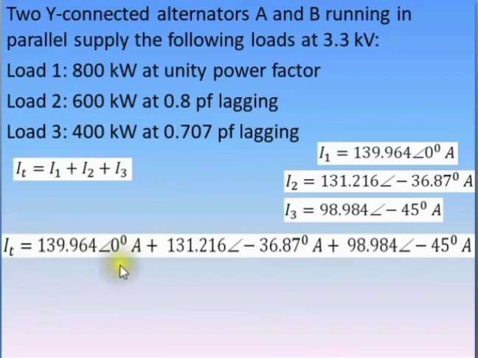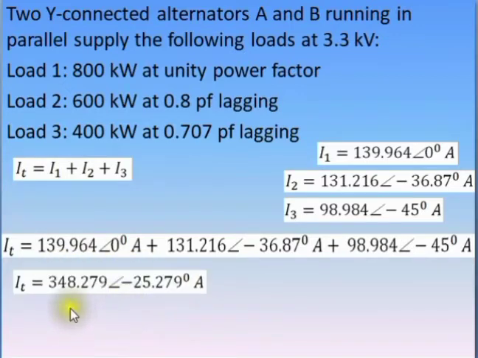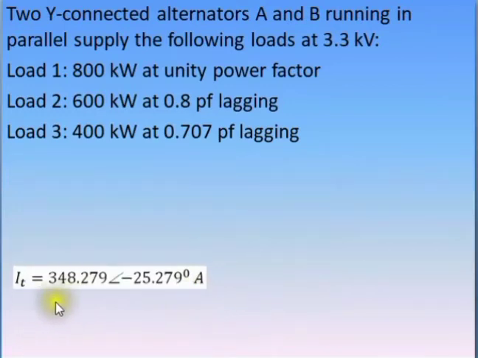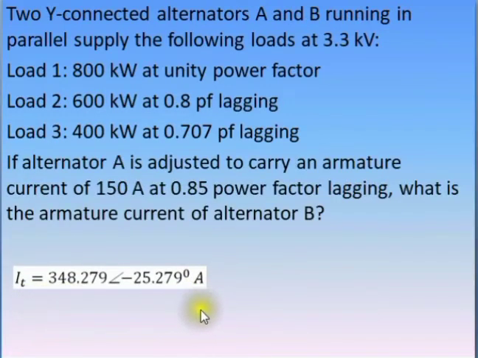Using yung complex mode sa calculator po natin, ang sagot na makukuha po natin dito ay 348.279 angle negative 25.279 degrees amperes. Ngayon nakuha na natin yung value ng I total. Kunin naman po natin yung value ng IA.